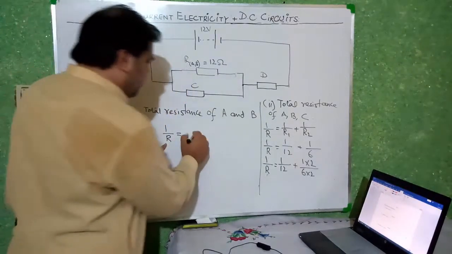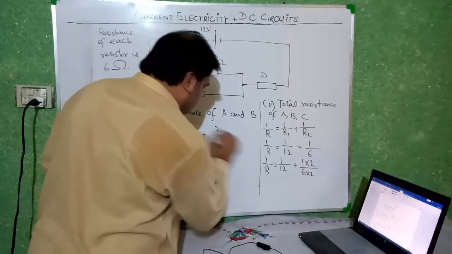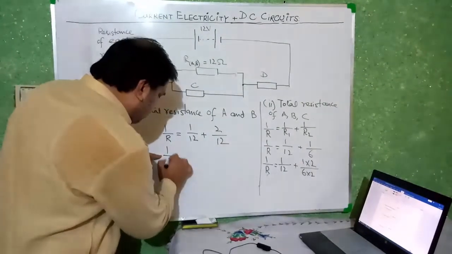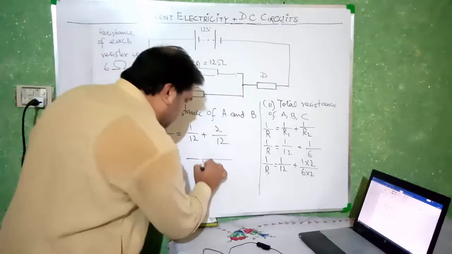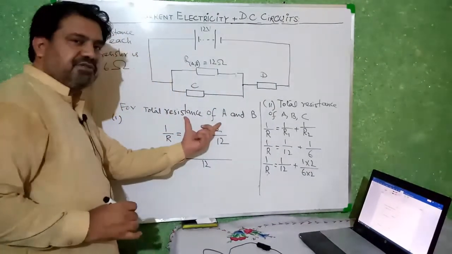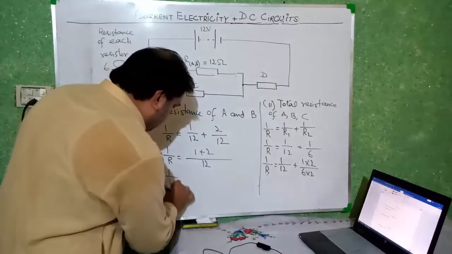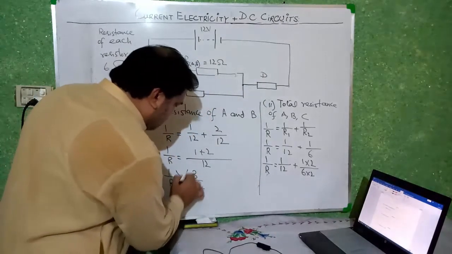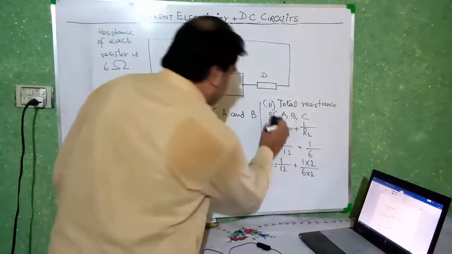Okay, 1 over R is equal to 1 over 12 plus 2 over 12. When two denominators are the same, the LCM is the same value, 12, and we just have to write the numerators over here, 1 plus 2. So the value will become 1 over R is equal to 3 over 12, and if you cross multiply these two fractions, then we can find the value of R.